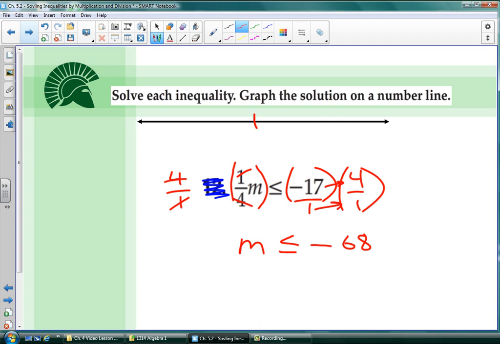Again, this one is not an electric fence, it's a fence we can touch. Minus 68. It's a closed circle because that's the "or equal to" part. Since m is less than minus 68, less than numbers go to the left. And I've done that. Then, if I write it in set builder notation, I would have m, which is the variable I've chosen, such that m is less than or equal to negative 68.